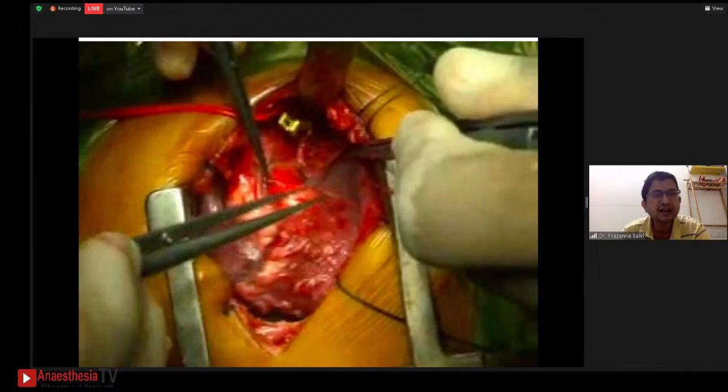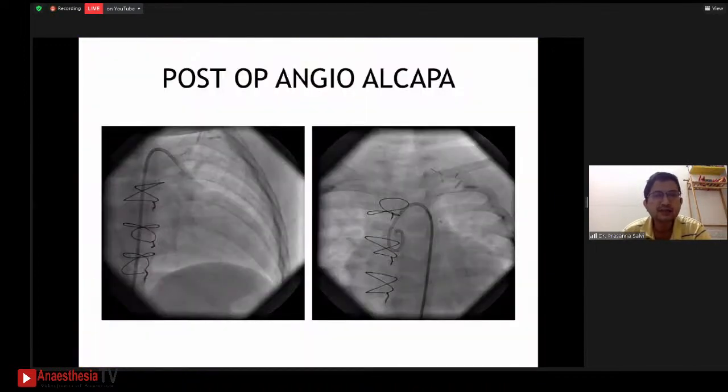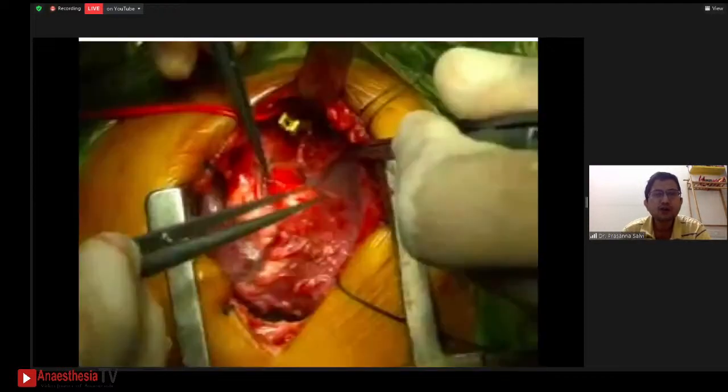But what we do now is that we have started doing a procedure where we ligate the left subclavian artery and anastomose this left subclavian artery to the left main coronary artery, and where the origin of the left main from the pulmonary artery is ligated. So we do it on a beating heart.